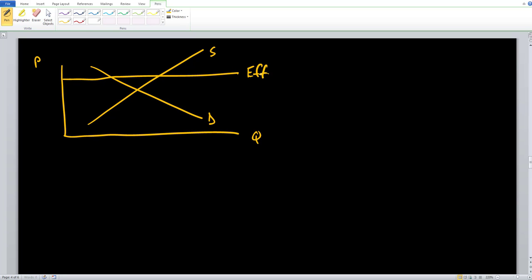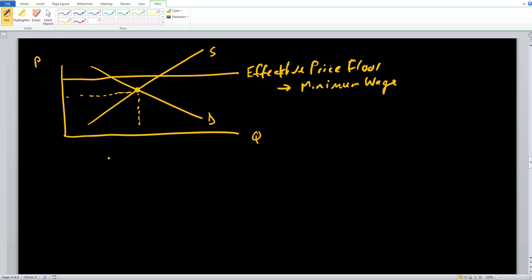So effective price floor. And that's exactly what the minimum wage is going to be. So here at the intersection of supply and demand, this is going to be the equilibrium wage according to the market based on the supply and demand analysis that we've done. But remember, the government comes in on issues of fairness, and they say, we believe that the wage rate is going to be too low, so we want to raise the wage for the workers here.